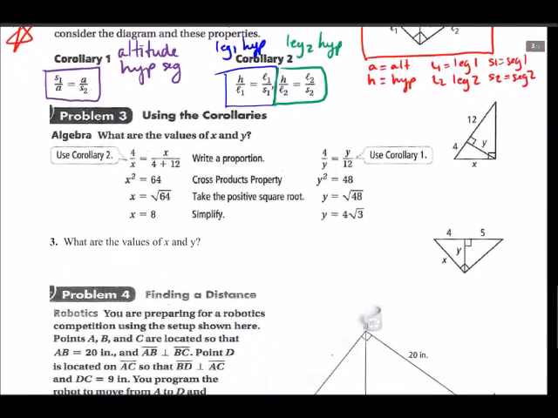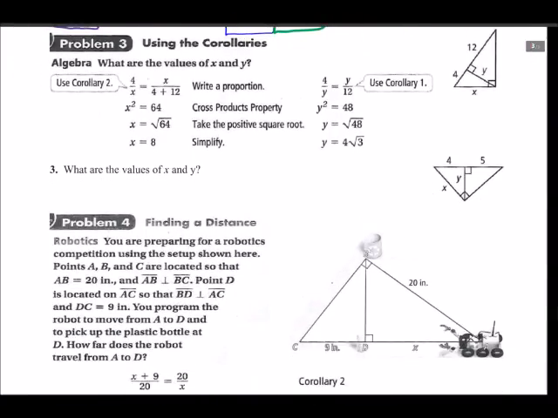Let's take a look here. Find the values of x and y. First thing I'm going to do: here's my altitude, right? It goes from the right angle to the hypotenuse. I'm going to call this leg 1, so this is segment 1. This is leg 2, so this is segment 2. And this entire thing is the hypotenuse.